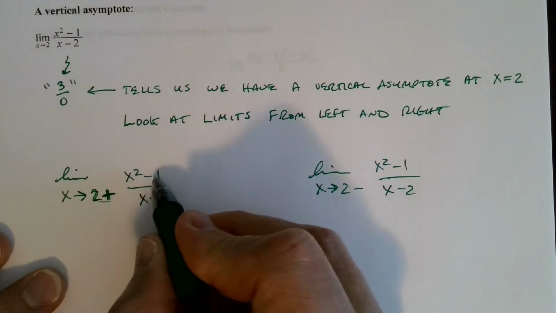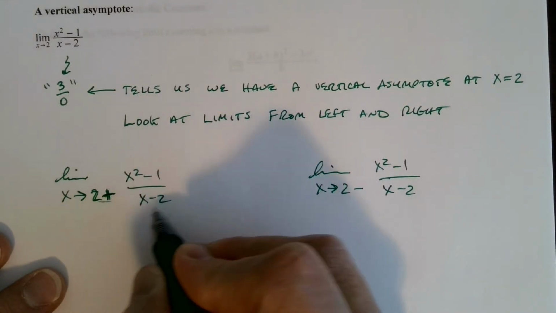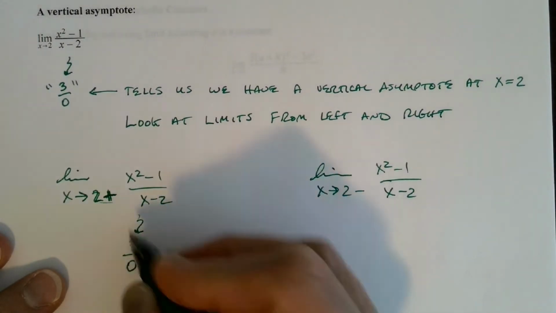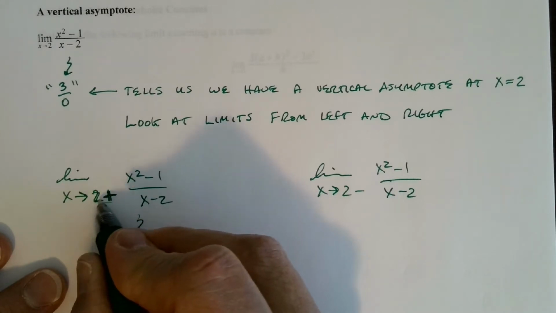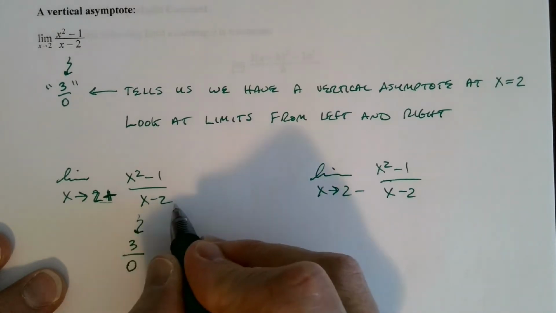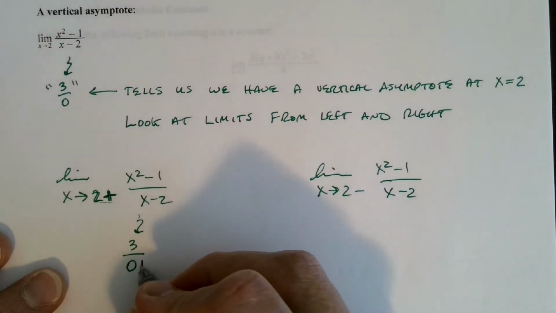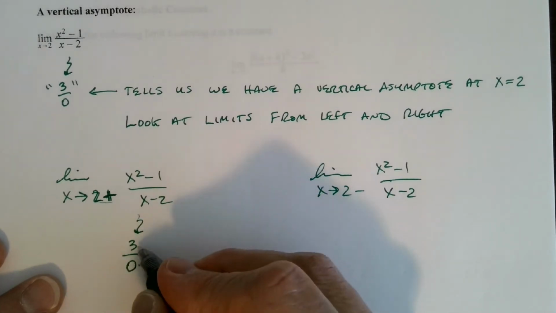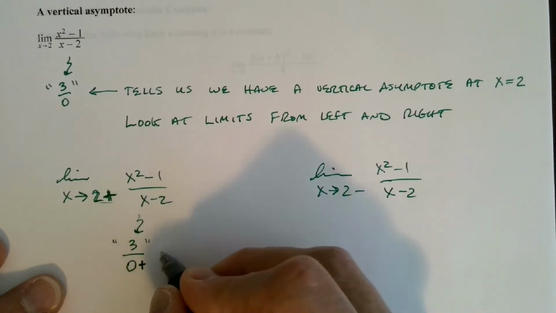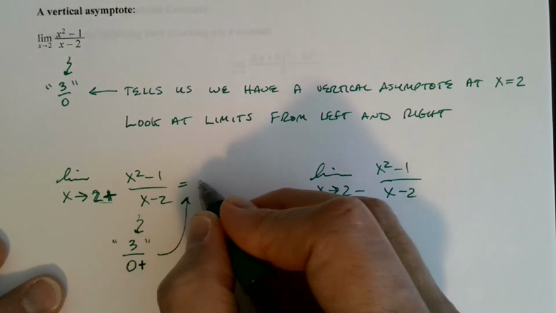Now up top, we're getting closer and closer to 3 still. And the bottom, we're getting closer and closer to 0. But since we're always plugging in a number greater than 2, like 2.1, 2.01, and so on, this difference, x minus 2, is always positive. So I'm going to say I'm approaching 0 from the positive side. The top is always close to 3. That's a positive number. The bottom is always close to 0, but it's a positive number. If I take 3 and divide it by a smaller and smaller positive number, a number getting closer and closer to 0, then that is going to go to positive infinity, or just infinity is the way we write that.